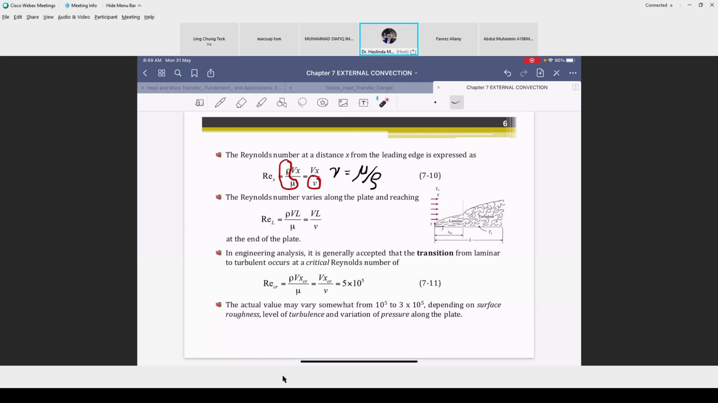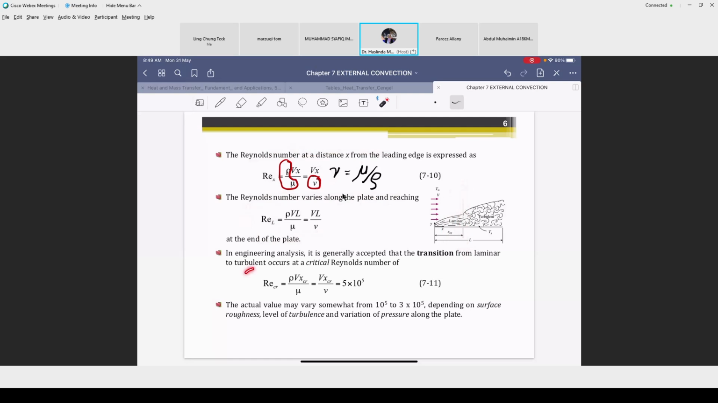Okay, now this one for any distance X, we usually call it as local. So let's say I want to know at certain position. So we will use this Reynolds number equation. But for average, for the entire plate, we use this equation. Nampak tak the difference of expressing it REX dengan REL, yeah? And then the critical value, so this is the critical point, right? To differentiate between laminar and turbulent, okay?